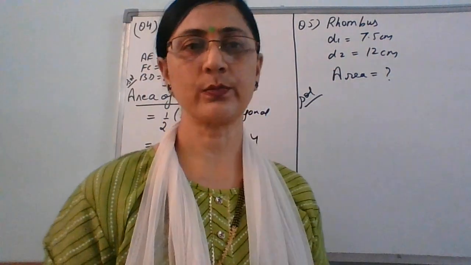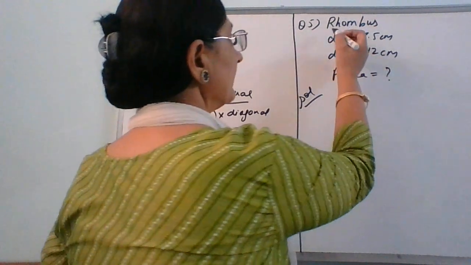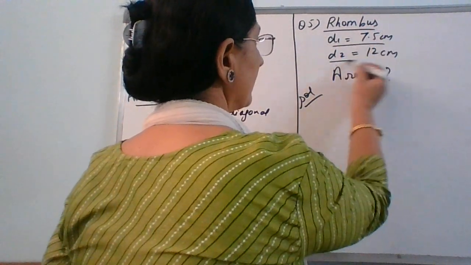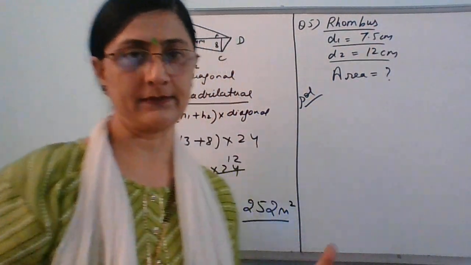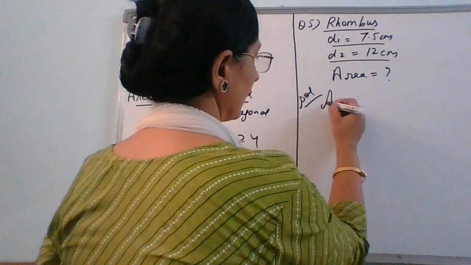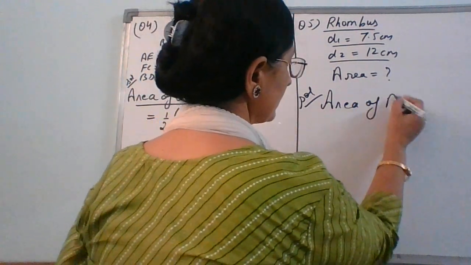Okay, now in this next question, right, they are saying that it is a rhombus. The two diagonals of the rhombus are given, right? And we have to find the area. So we have a direct formula for the area of a rhombus.